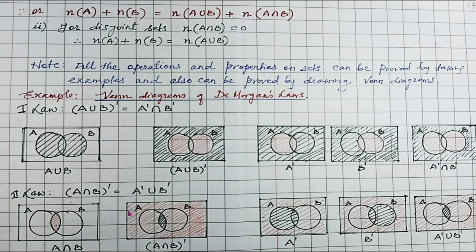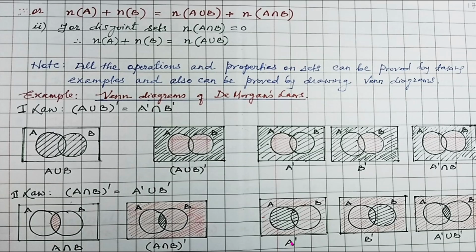Now let us take the second law. Now this represents A intersection B. Very clearly, this is the Venn diagram of A intersection B. Now (A intersection B) dash, that means the complement of A intersection B, will be the region which has to be shaded outside A intersection B. So leaving the black region here, the remaining everything is shaded. That very clearly indicates (A intersection B) dash. Remember that this is the Venn diagram of (A intersection B) dash.